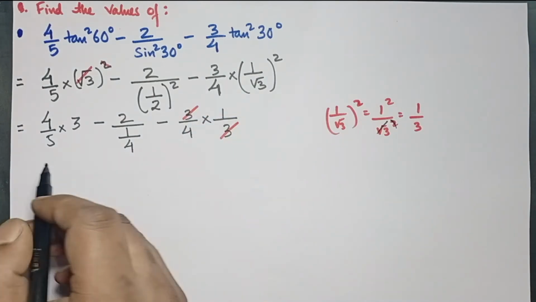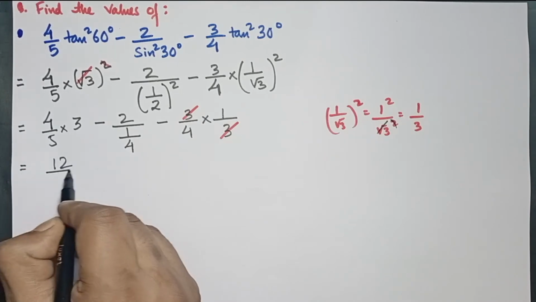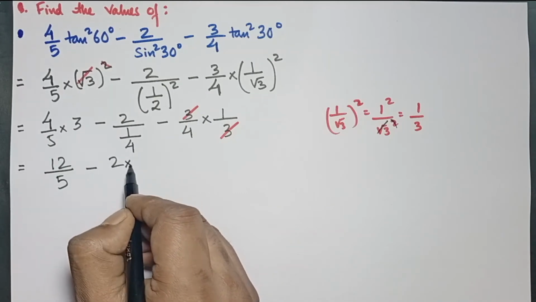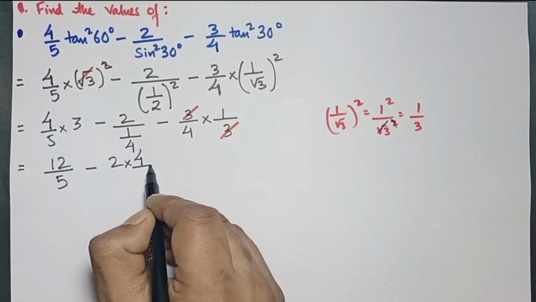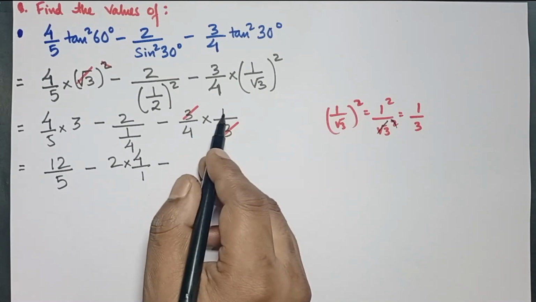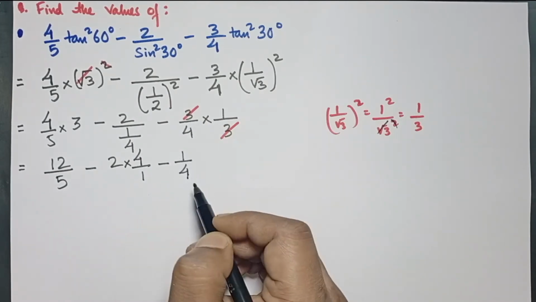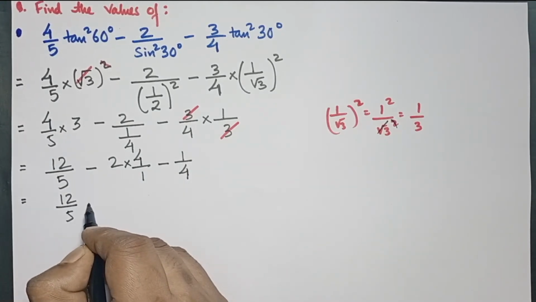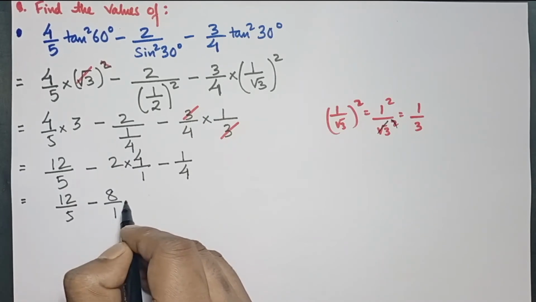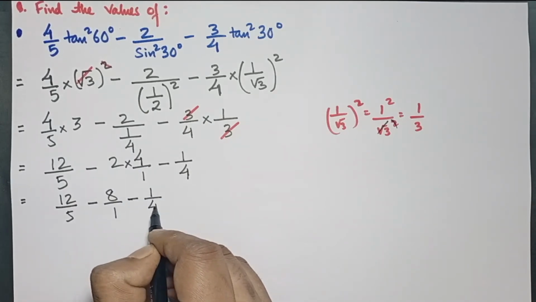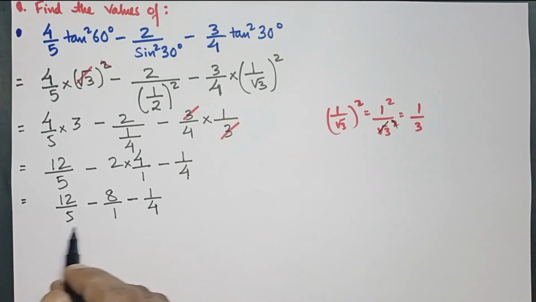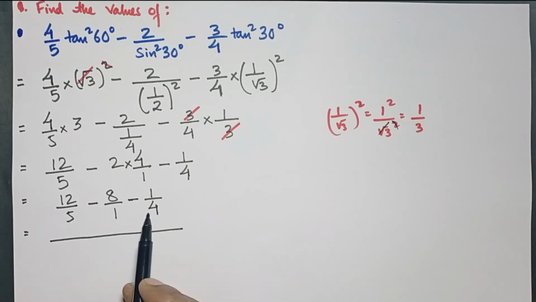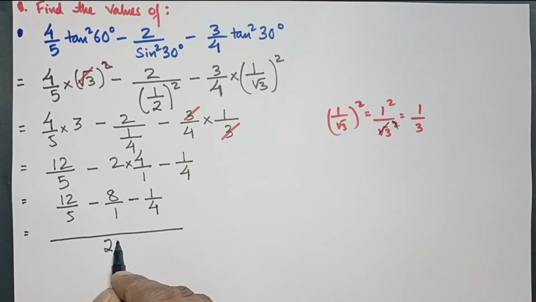Okay, so now what you have, 4 3s are 12 upon 5 minus, now you can see 2. So this I can write, divide, when I make it multiply, the lower one will go up, 4 by 1 minus, 1 into 1, 1 by 4. Okay, so what I got finally, 12 by 5 minus 2 4s are 8 upon 1 minus 1 upon 4. So now you can see they are all fractions, so obviously we have to do the LCM. The LCM of 5, 1 and 4, 5 4s are 20. Okay, 20 will be the LCM.